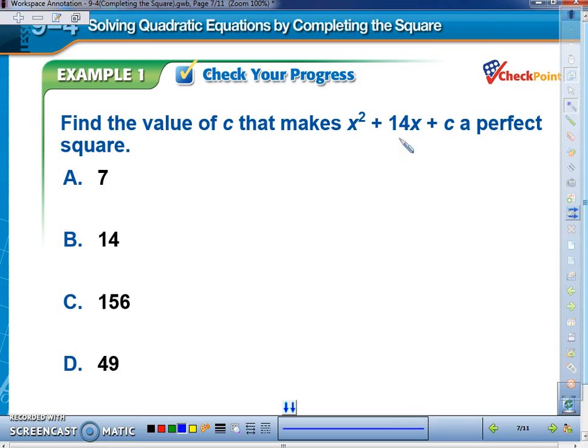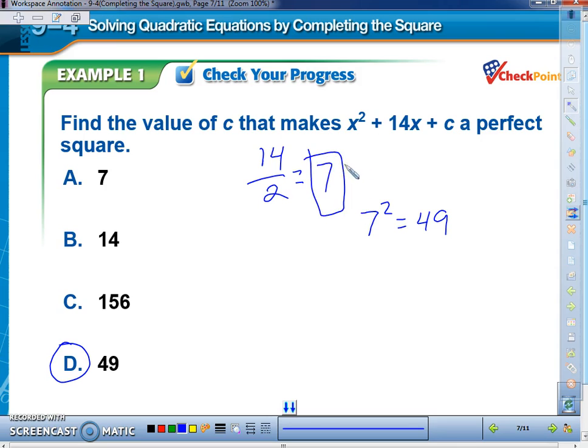So what we're going to do is take b, 14 divided by 2 equals 7. Okay, so is 7 the answer? No. What I've got to do is 7 squared equals 49. Okay, and it's going to be 49 right there. And the way you can check this, when you have this term, that is going to be what you multiply by. It's x plus 7 squared. So x plus 7 times x plus 7 will equal x squared plus 14x plus 49. All right, going on.